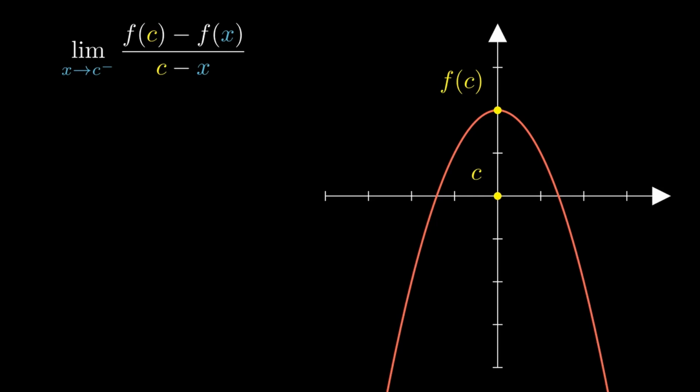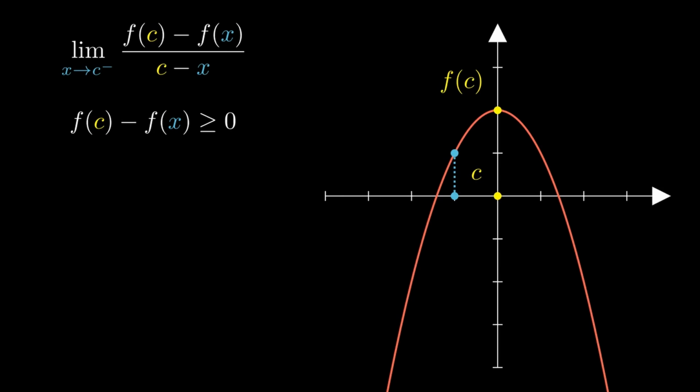Let's select the value of x from the left of c while also graphing f of x. As we move our value of x closer to c from the left, f of c will always be greater than or equal to f of x. Subtracting f of x from both sides of this inequality gives us f of c minus f of x is greater than or equal to 0.